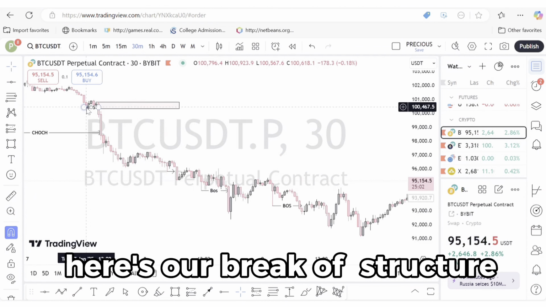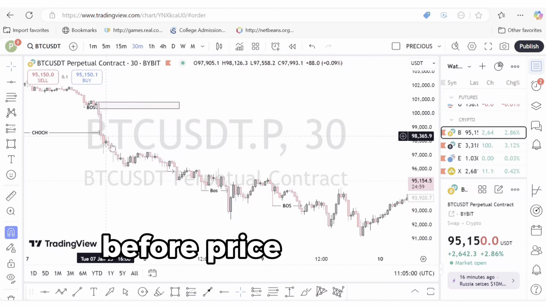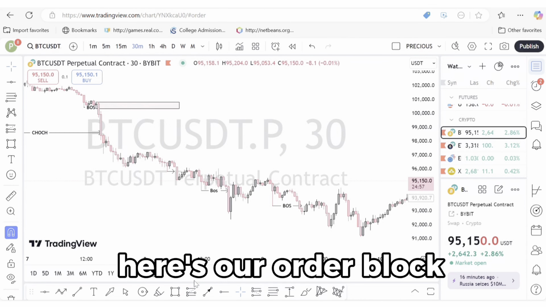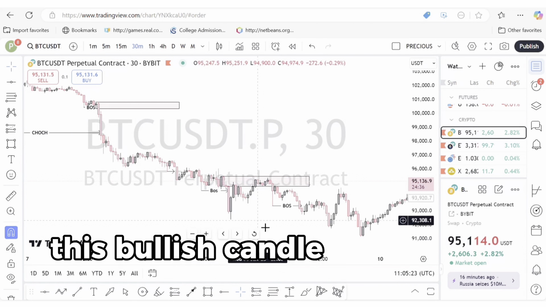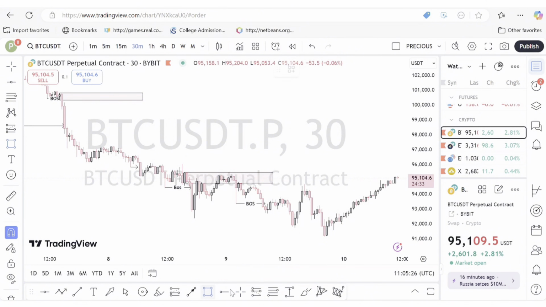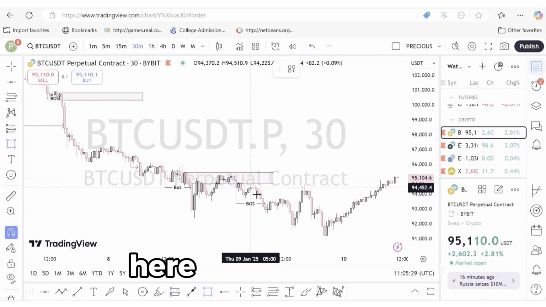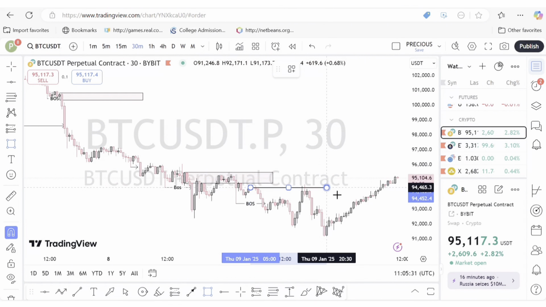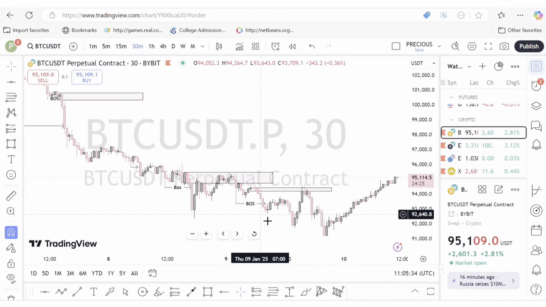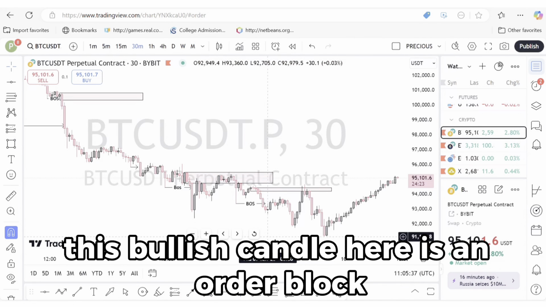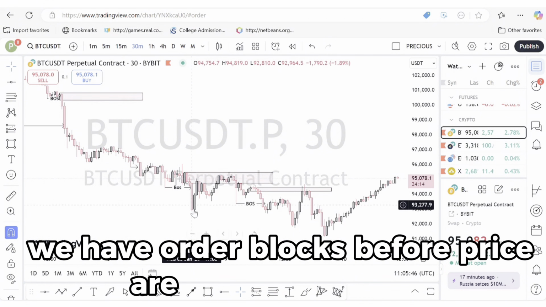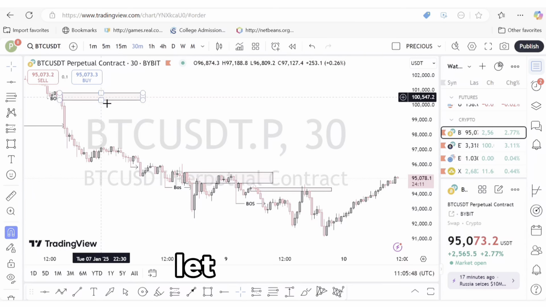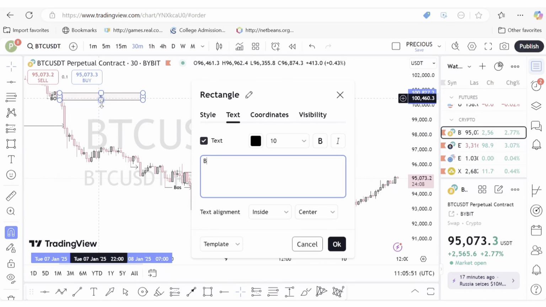Here is our break of structure. The last bullish candle before price starts going downward. Here is our order block. Here is our order block. This bullish candle is our order block. Here is our order block. This bullish candle here is our order block. You can see that we have other blocks before price starts going downward. So let me label it. Bearish OB.